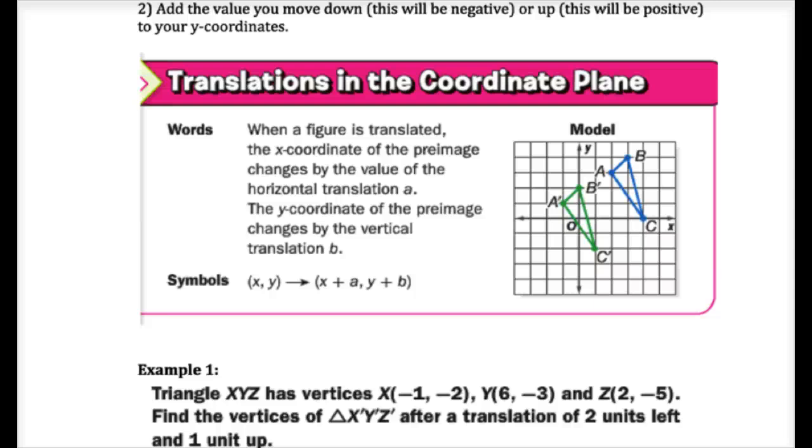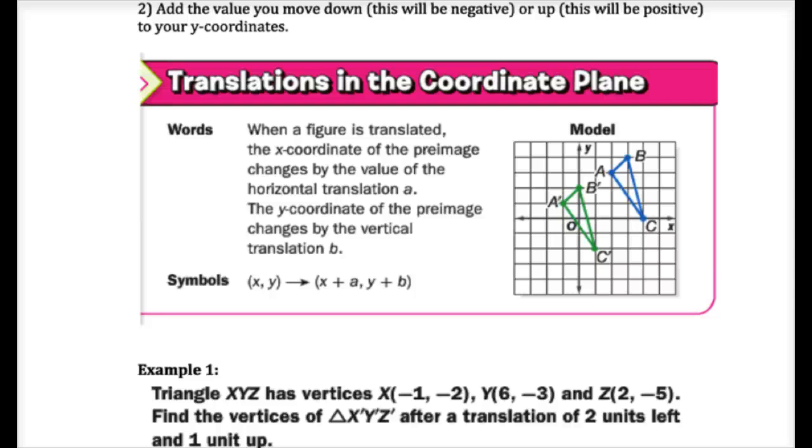We talked about something yesterday. The blue one's the original. And how'd you know that? The green one has the prime, A, B, and C. So that's the one that got moved. That's the movement. And through this, when a figure is translated, the x-coordinate of the pre-image changes by the value of the horizontal translation of A.